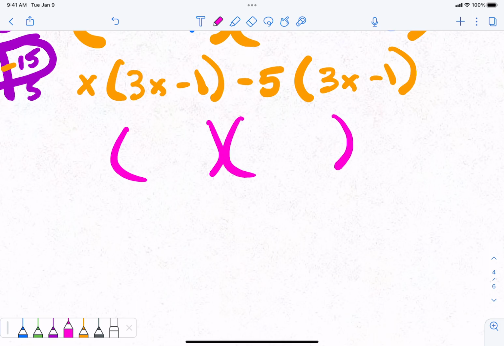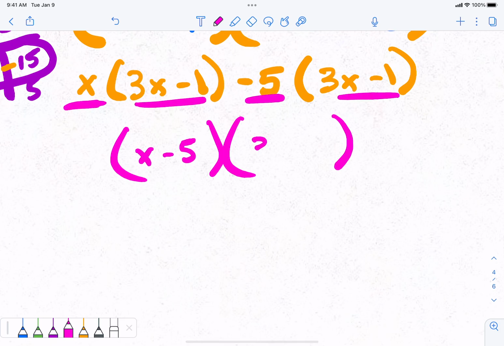These 2 pieces, what are my 2 pieces? X minus 5, and 3x minus 1. Okay? X minus 5, 3x minus 1. Do you see how we get those numbers? Okay? Now, if I set them equal to 0, x here equals 5.